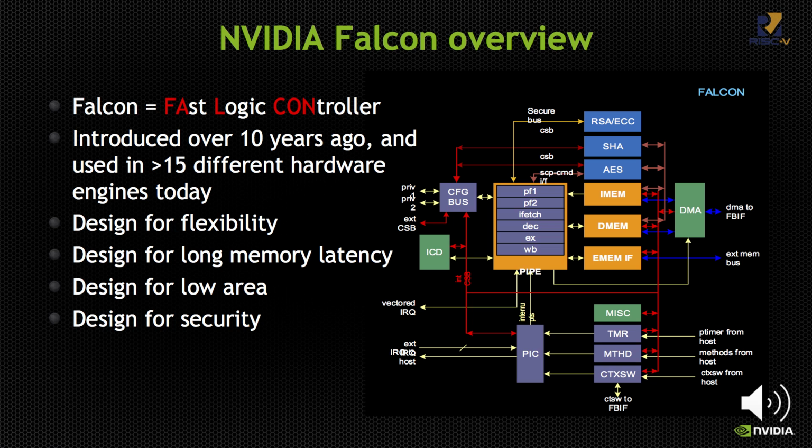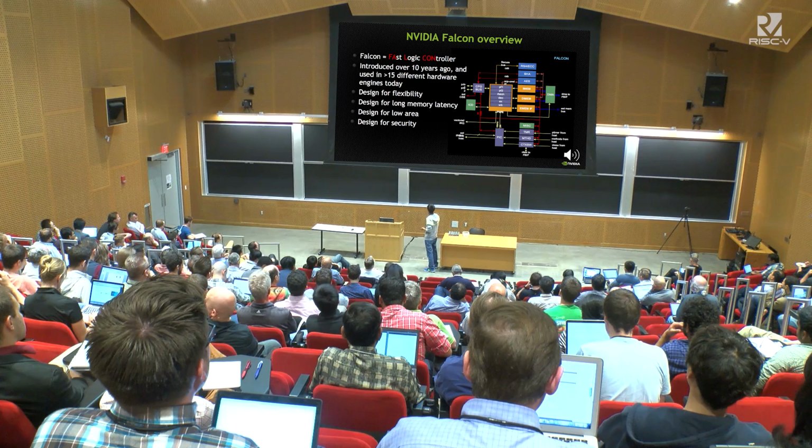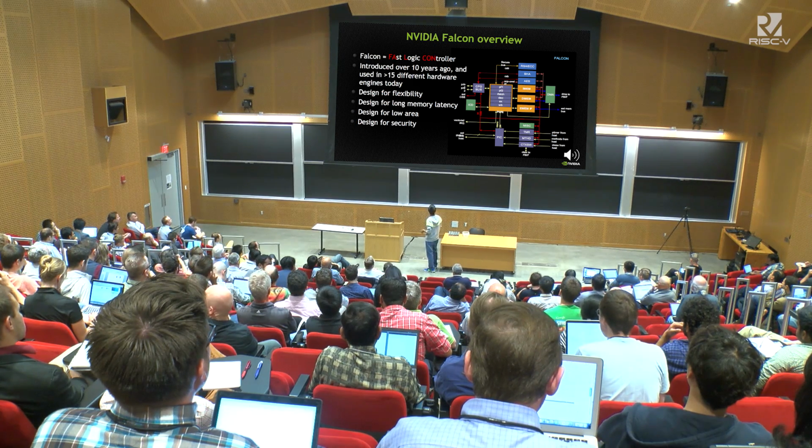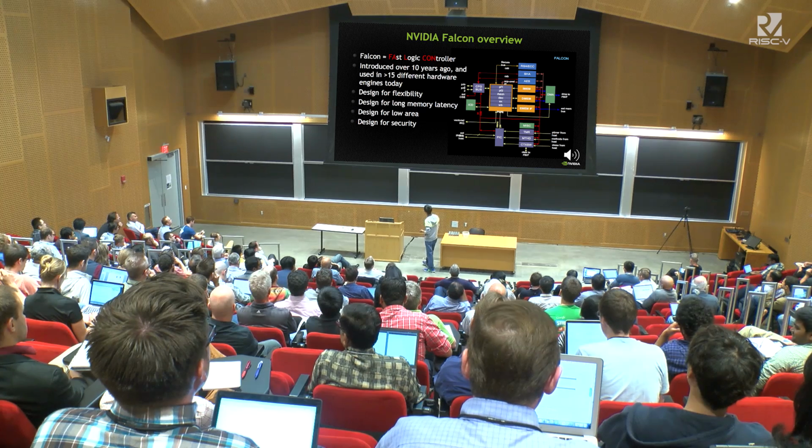So this is an overview of the NVIDIA Falcon processor. Falcon stands for Fast Logic Controller. It was actually introduced over 10 years ago and is now used in over 15 or almost 20 different hardware engines today in all the NVIDIA products, including Tegras and GPUs. It was introduced about 12 years ago as a front-end engine for the GPU.